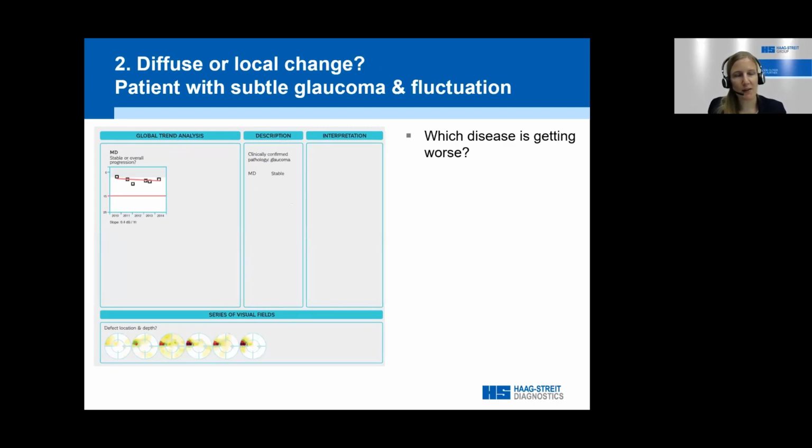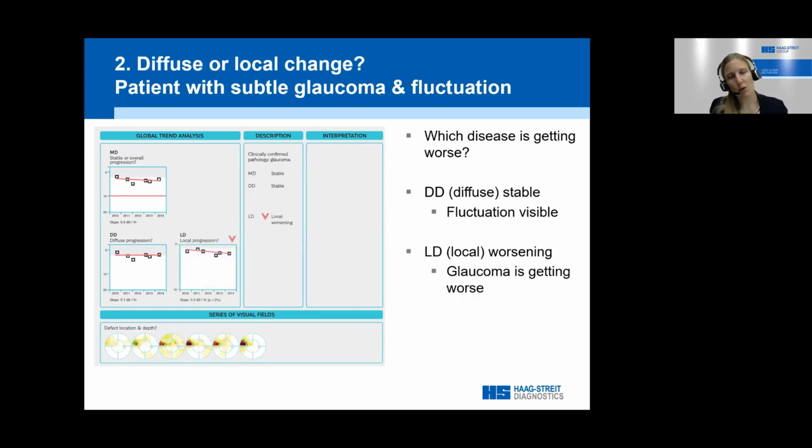Same thing where I find it also helpful is when you have a lot of fluctuation. You see MD change is not really picking up. There's no significant change yet. Of course, you can add more data. But you look at the diffuse progression and you see exactly the same kind of fluctuation you had before. So you know, okay, there's something diffuse happening. So the third field has been an unreliable one. But then when you look at the LD, you actually find significant change. So this glaucoma patient is worsening. And you wouldn't have found that just with a global analysis.